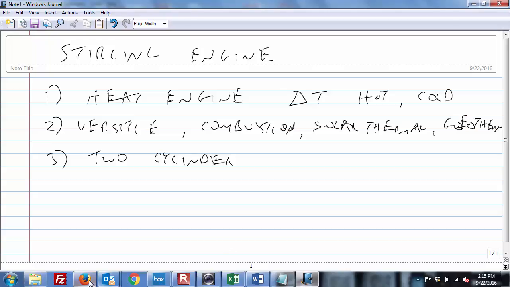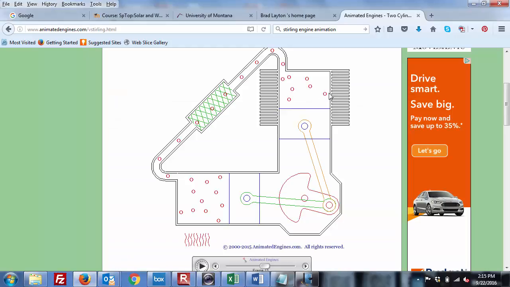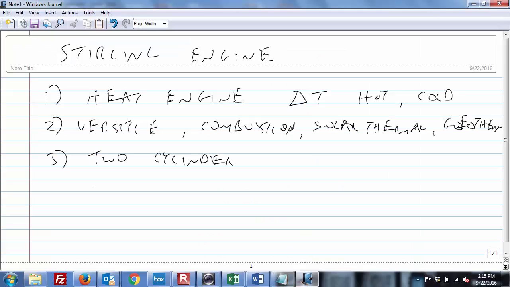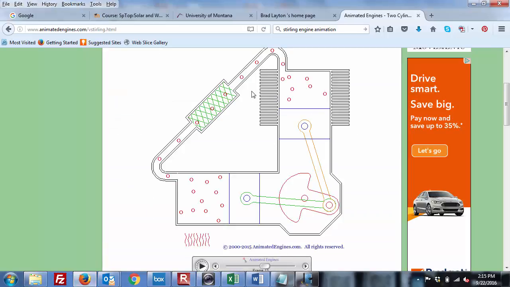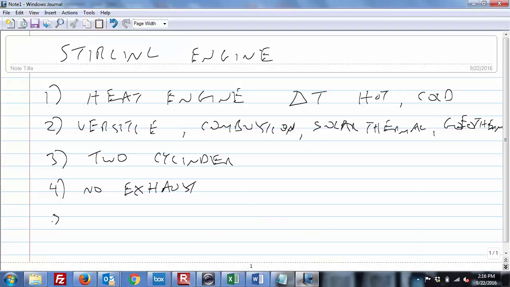Let's just take one more look, and obviously this guy has a heat source side that's being heated down here at the bottom, and then a heat, I wouldn't call it exhaust. There's really no exhaust here. I'll write that down too. So all of the working fluid stays inside, and it's just sort of sloshing back and forth, if you will. You'll also notice that the two cylinders are 90 degrees out of phase.